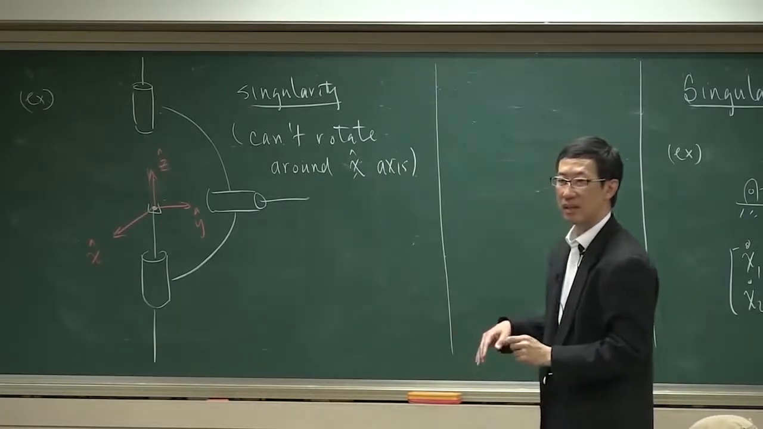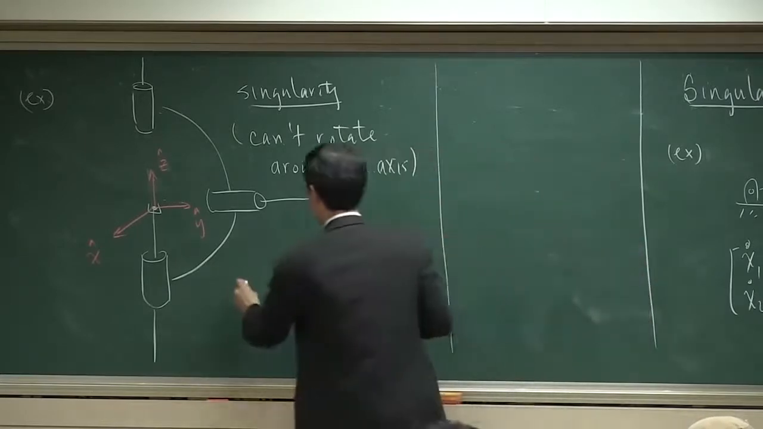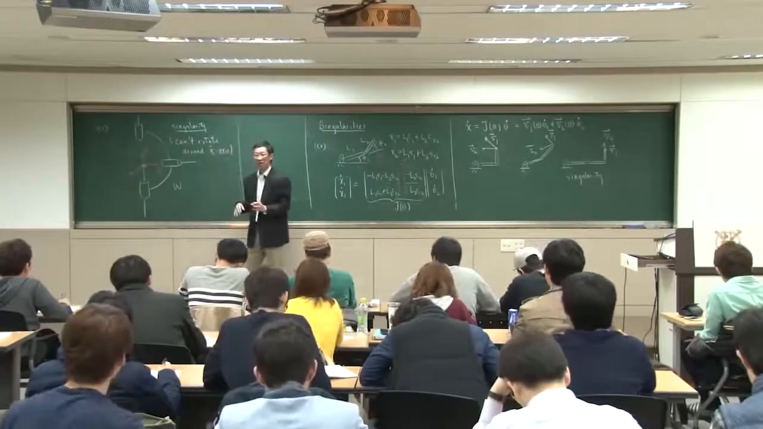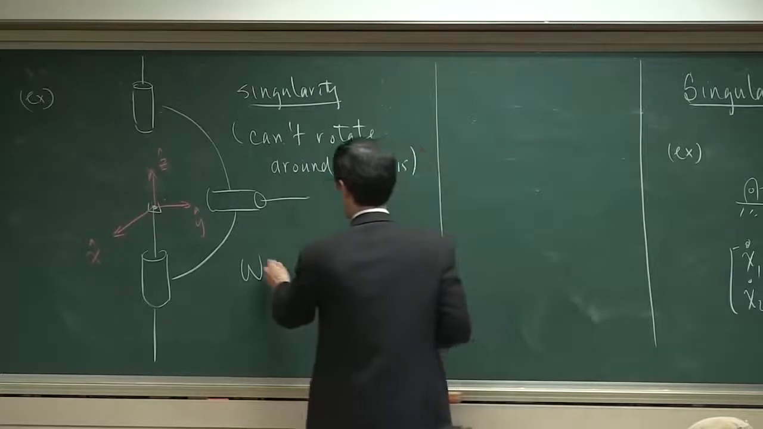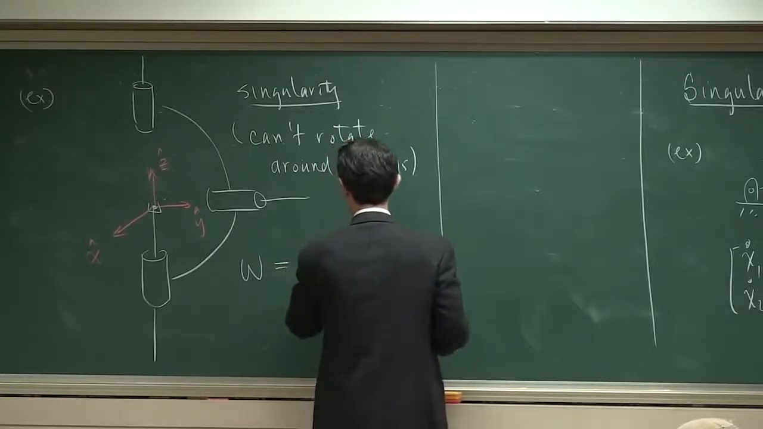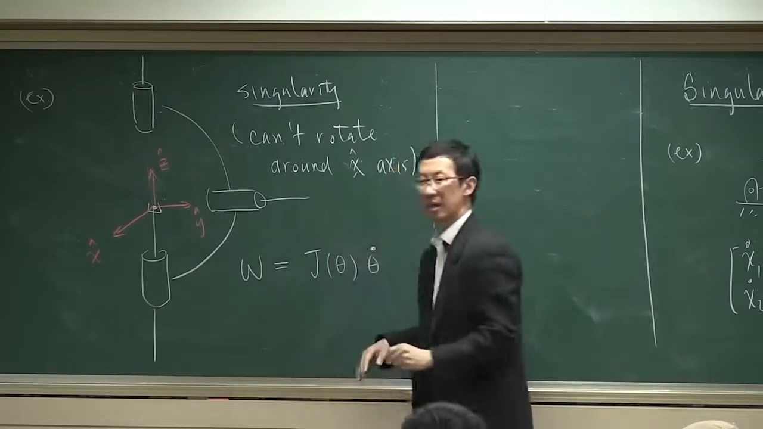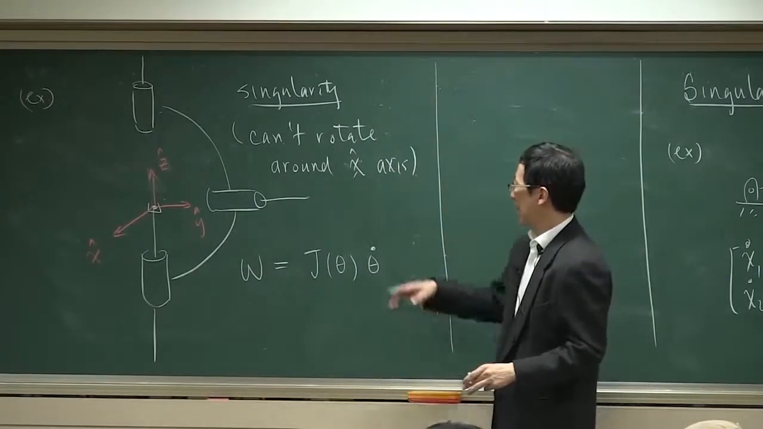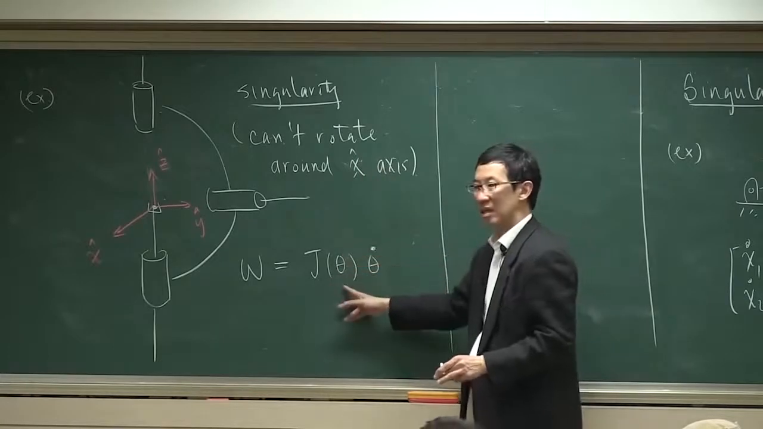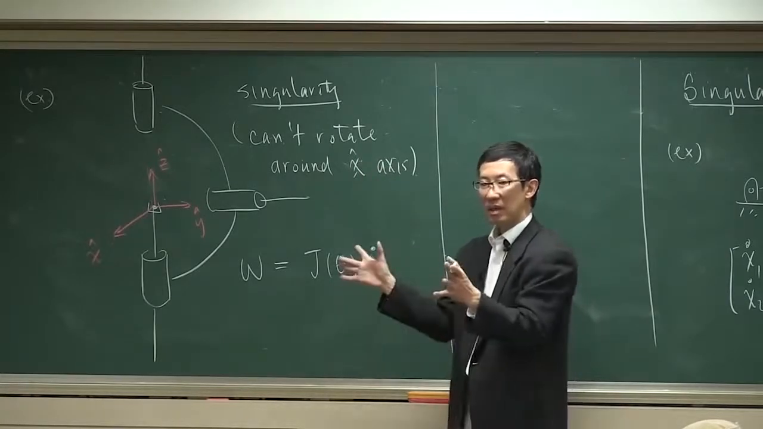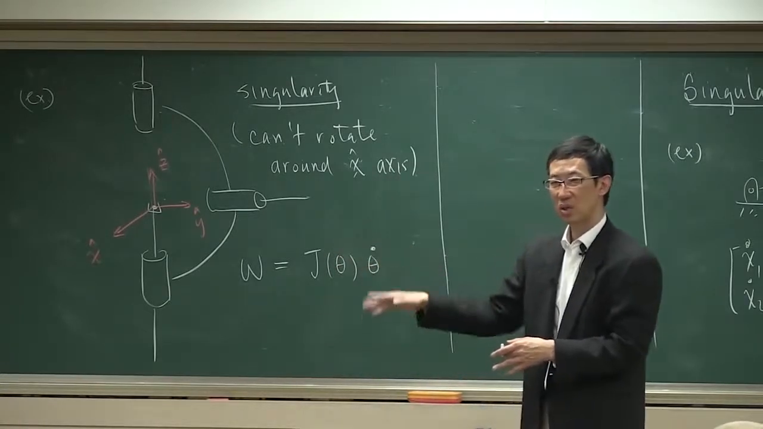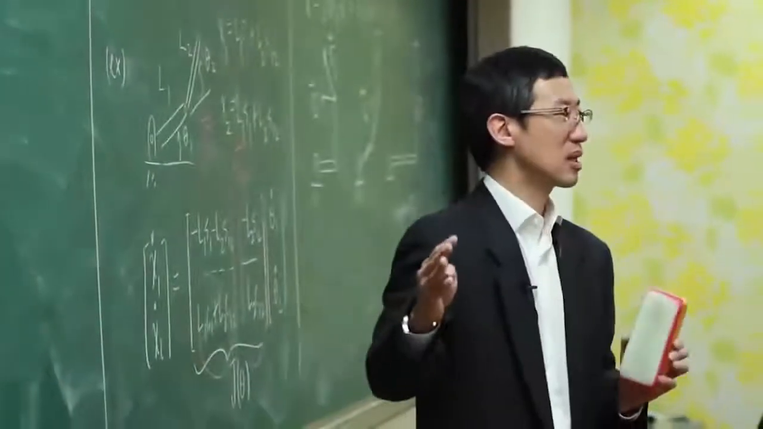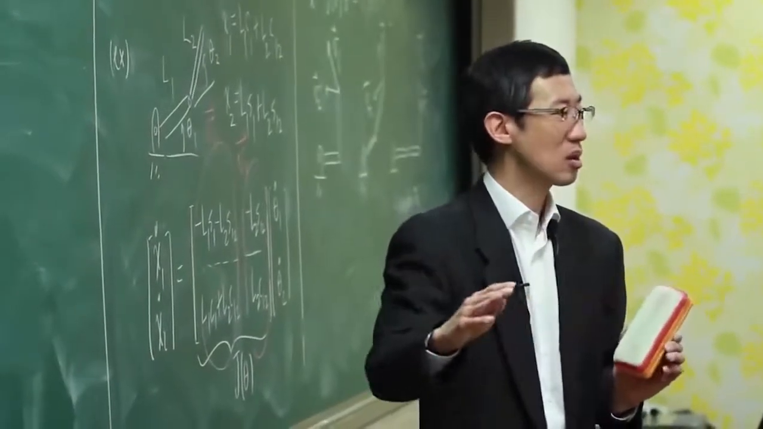Now, you remember how we found this? We wrote the Jacobian, but this time we only wrote the angular velocity part. So omega is J sub theta times theta dot. And at this singular configuration, what happened to J sub theta? The rank of J sub theta dropped from 3 to 2. All right, so we want to generalize this idea to general open chains.